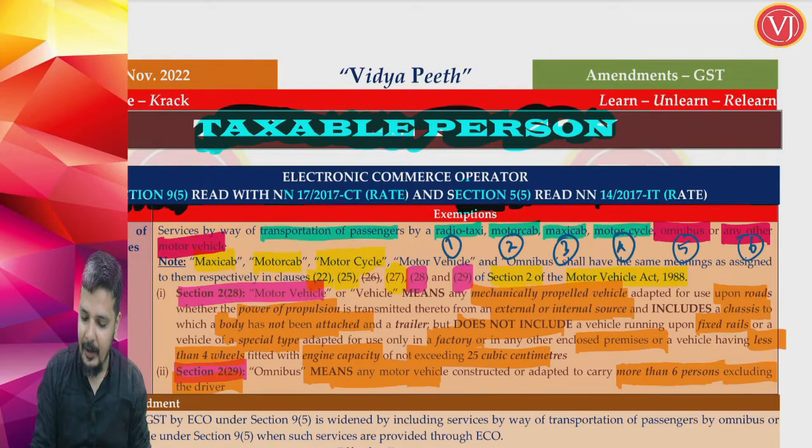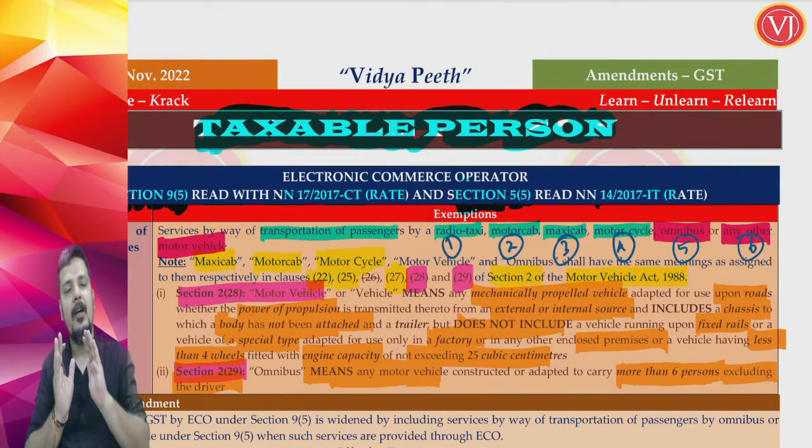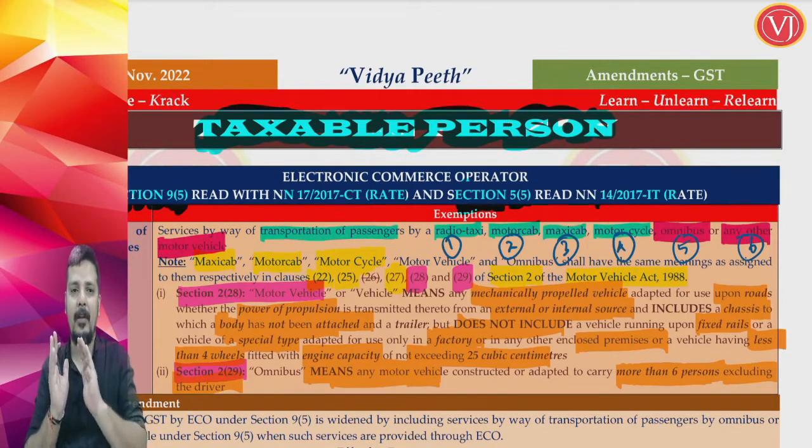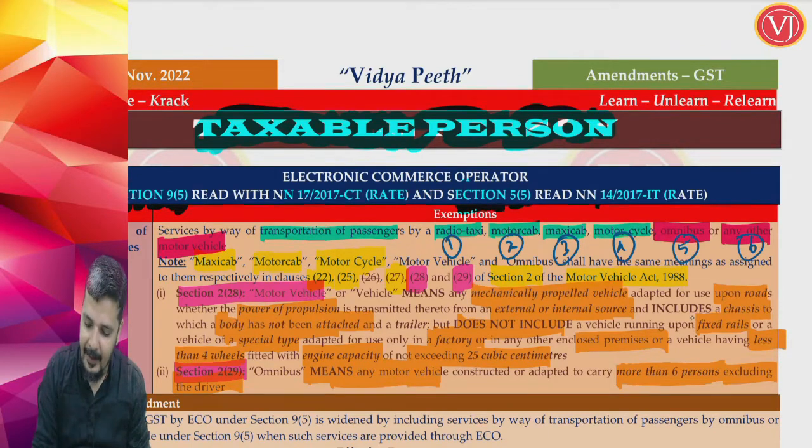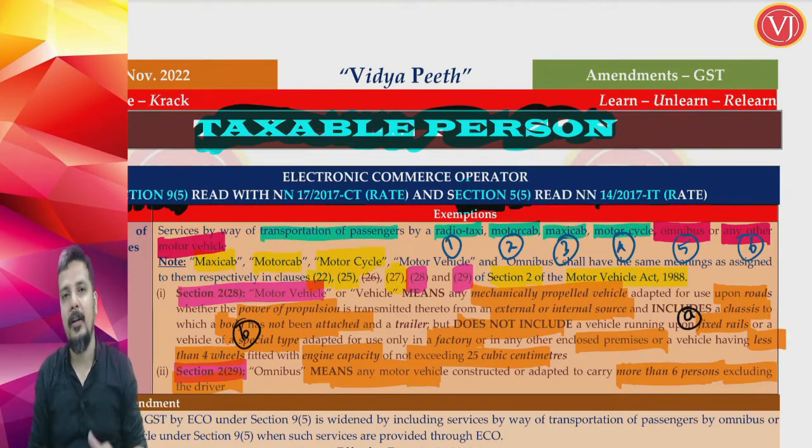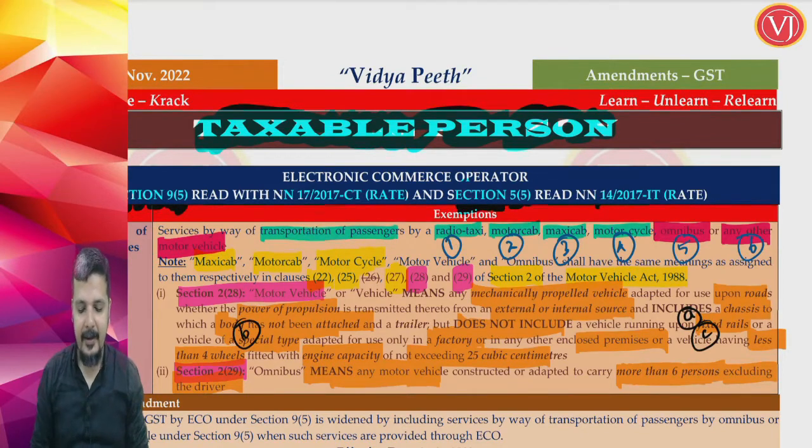First, if there is a motor vehicle which will run only on a fixed rail, so there is a particular track and it will run only on that track, that is not covered. We are not talking about special type vehicles which work only in factories or any enclosed premises. No, we are not talking about that. We are not talking about a vehicle having less than 4 wheels, which means 3 or less, and the engine capacity not exceeding 25 cubic centimeters. So we are not talking about even that. Right? So 3 categories are removed.